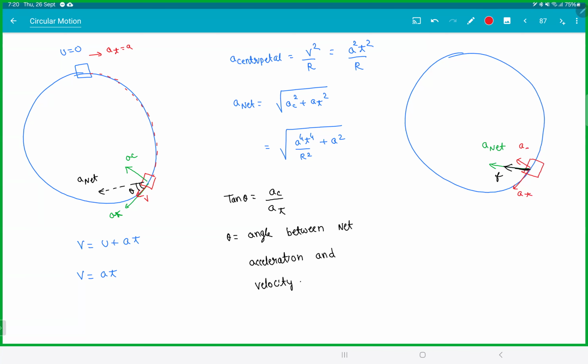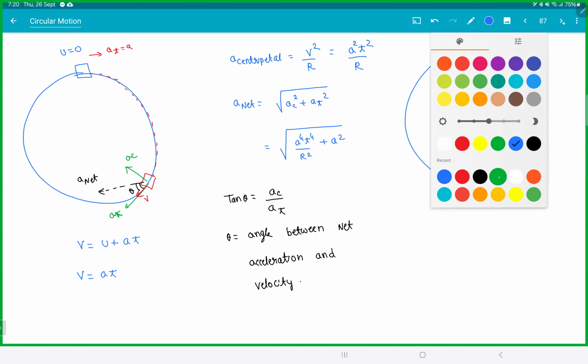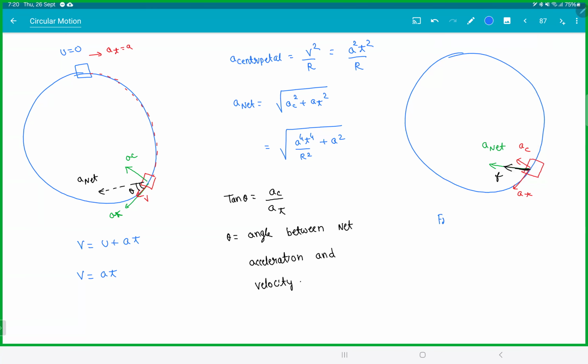So friction has two components. One is providing centripetal and one is providing tangential. So friction provides a net. So how much is the frictional force? F is equal to mass into a net, which is m into root over. I will just leave that a net there.